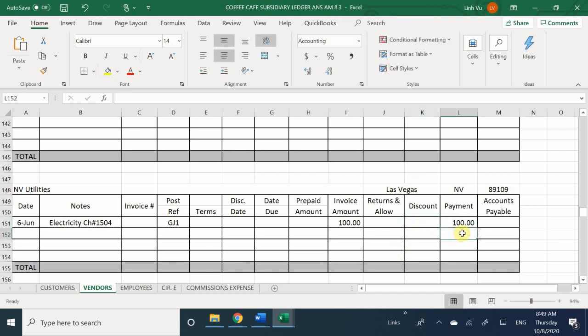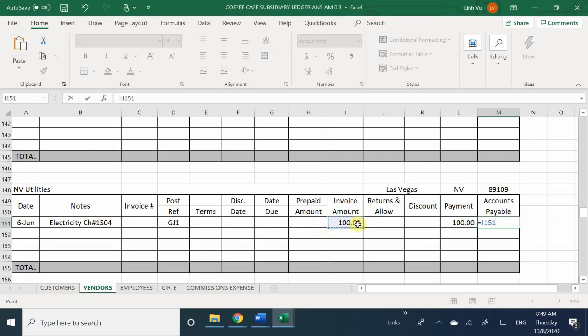Yes, you did. Okay. So the formula here says you're going to take your total amount that was on your bill, which is your invoice amount, right? Anything that affects it would be your prepaid accounts, right? You're going to subtract any returns or any allowances. You're going to subtract any discounts. And lastly, you're going to subtract any payments. So in this case, I owe NV Utility $0 because I owed $100, but I paid it immediately with check number 1504.